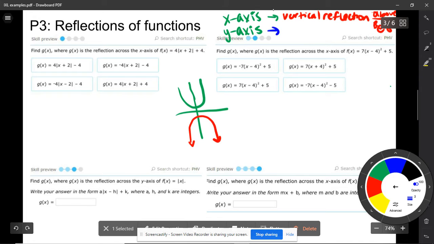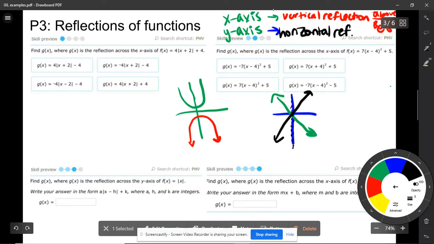the y-axis reflection. So if I have a graph right here and I see that my reflection is like this. It's a linear equation. I notice that if I'm going to cross over on this y-axis, then it's going to flip side to side. So that's actually a horizontal reflection. So it's side to side.